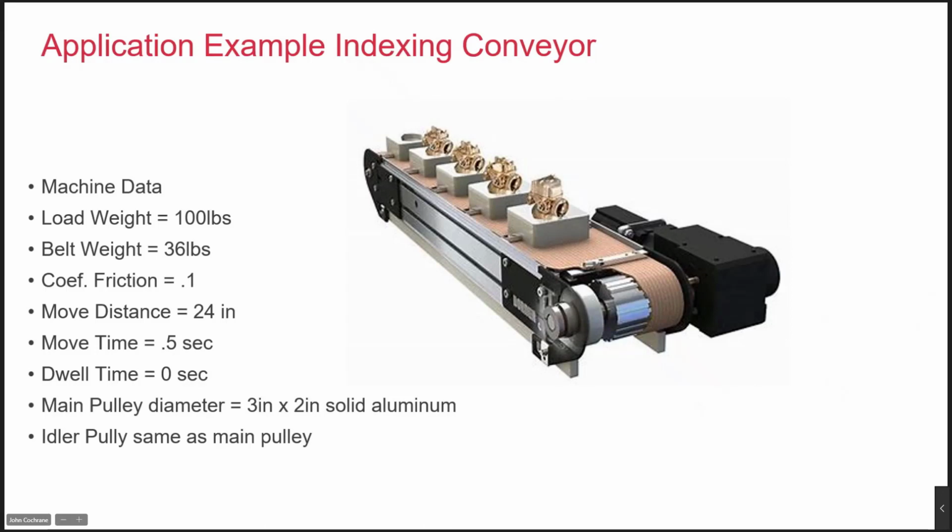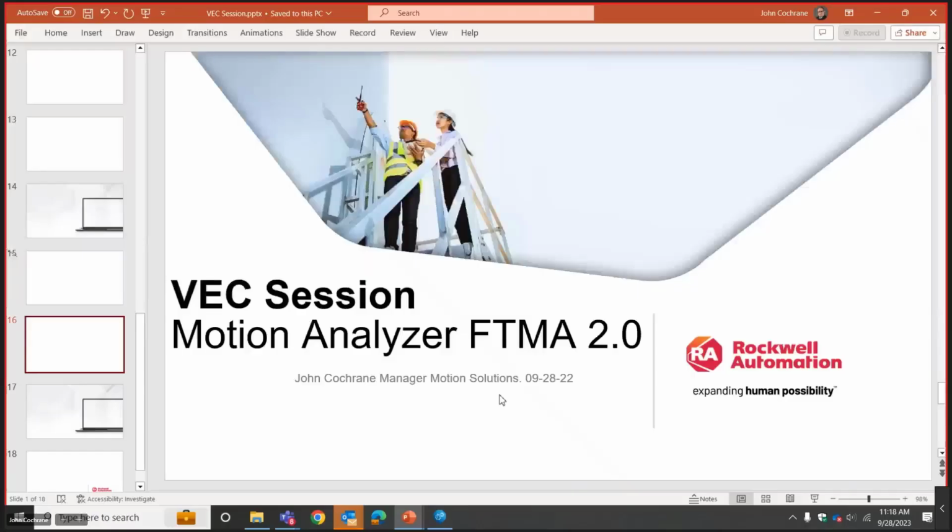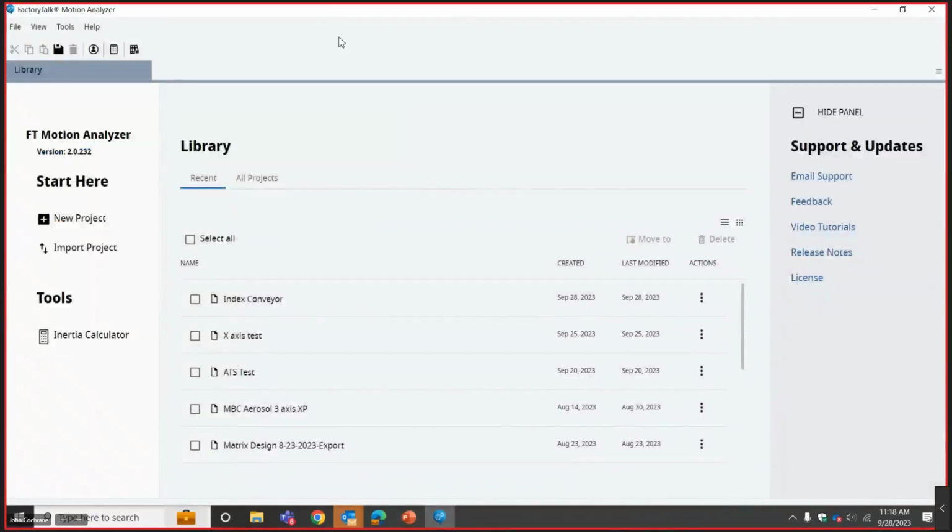I've got some belt weight with some loads on it. The coefficient of friction he's provided. The customer's giving me the distance, telling me that this has to index 24 inches in half a second. No dwell time, and the main pulley diameters are given, and the idler pulley would be the same as the main pulley. So at this point, what I can do is pull up Motion Analyzer, FactoryTalk MA 2.0. That's on my computer right now.